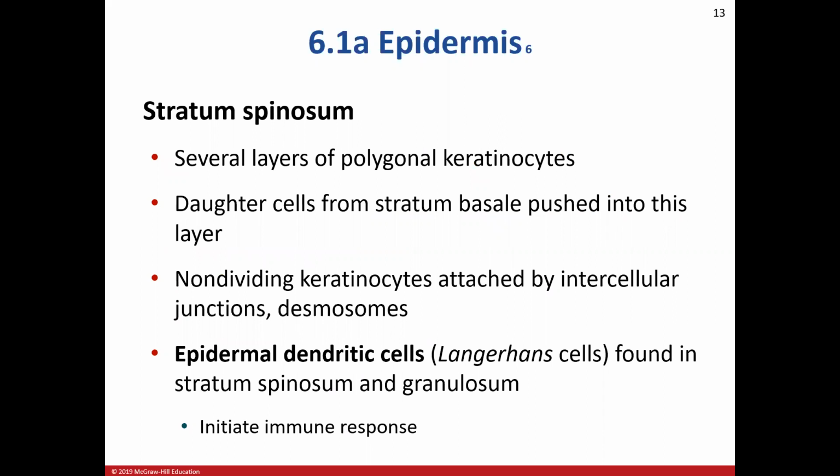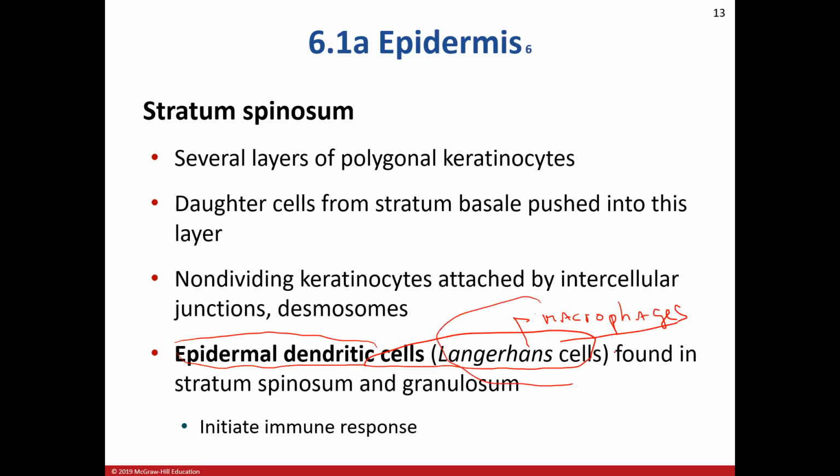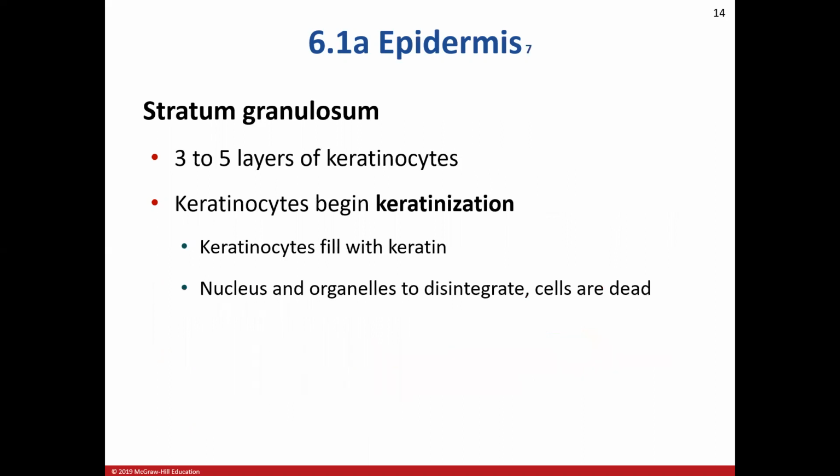Spinosum, we have some macrophages there. That's what epidermal dendritic cells means. Langerhans cells are macrophages. Hopefully you remember what that is, the big eaters, right? This is your second line of defense. Eating and engulfing, big eaters, right? Derived from white blood cells. So Langerhans cells or macrophages are important for immunity. And you'll see that, again, you need a visual, and we'll get that soon.